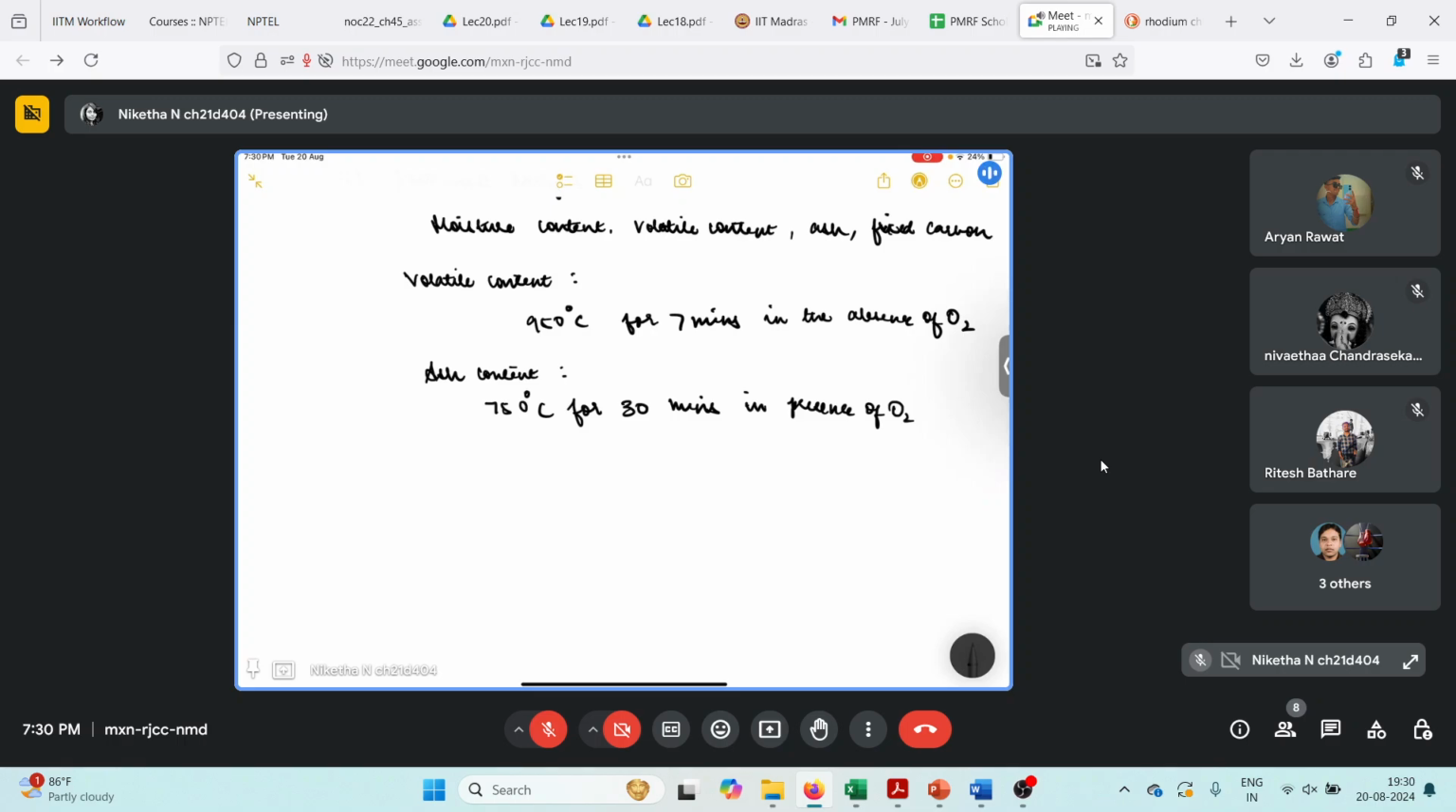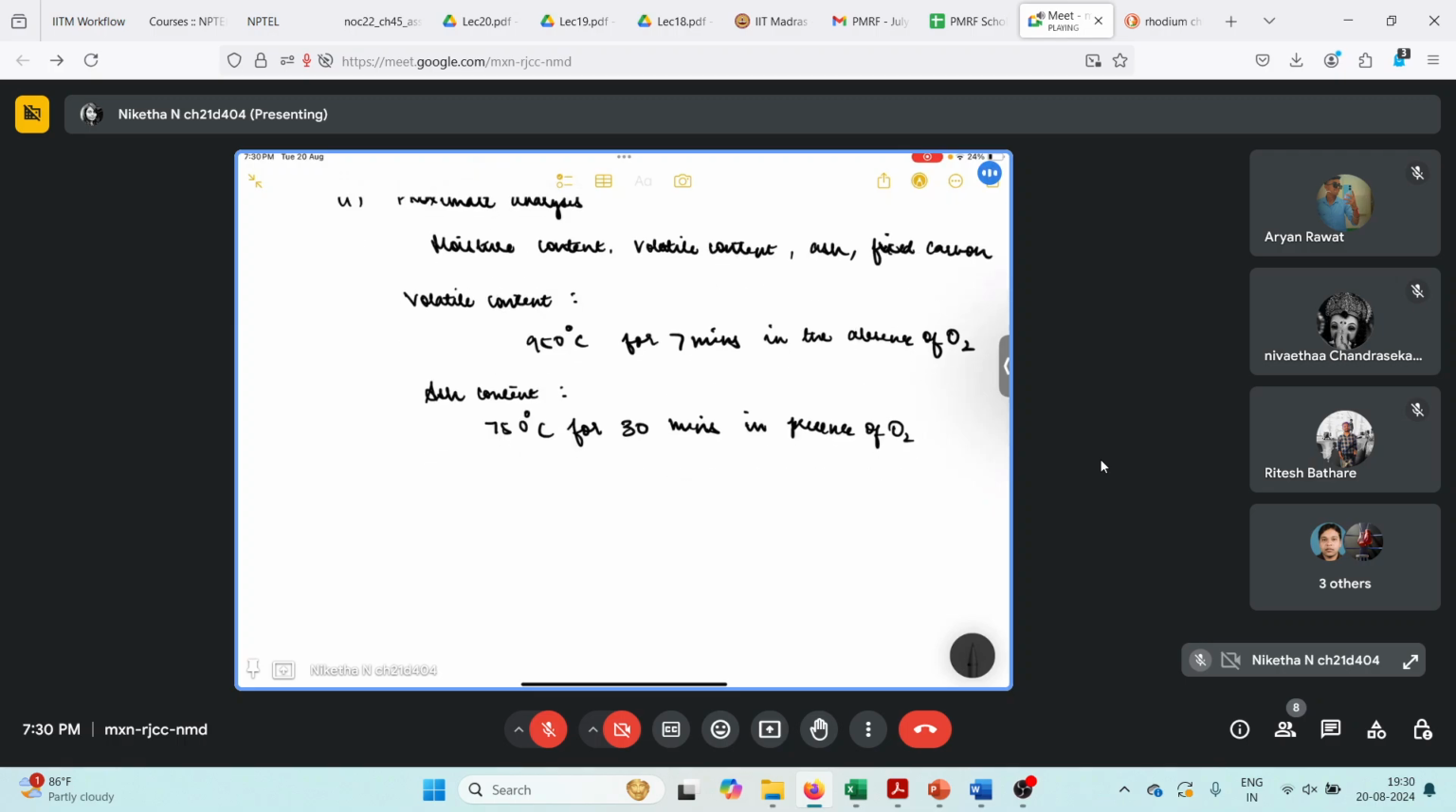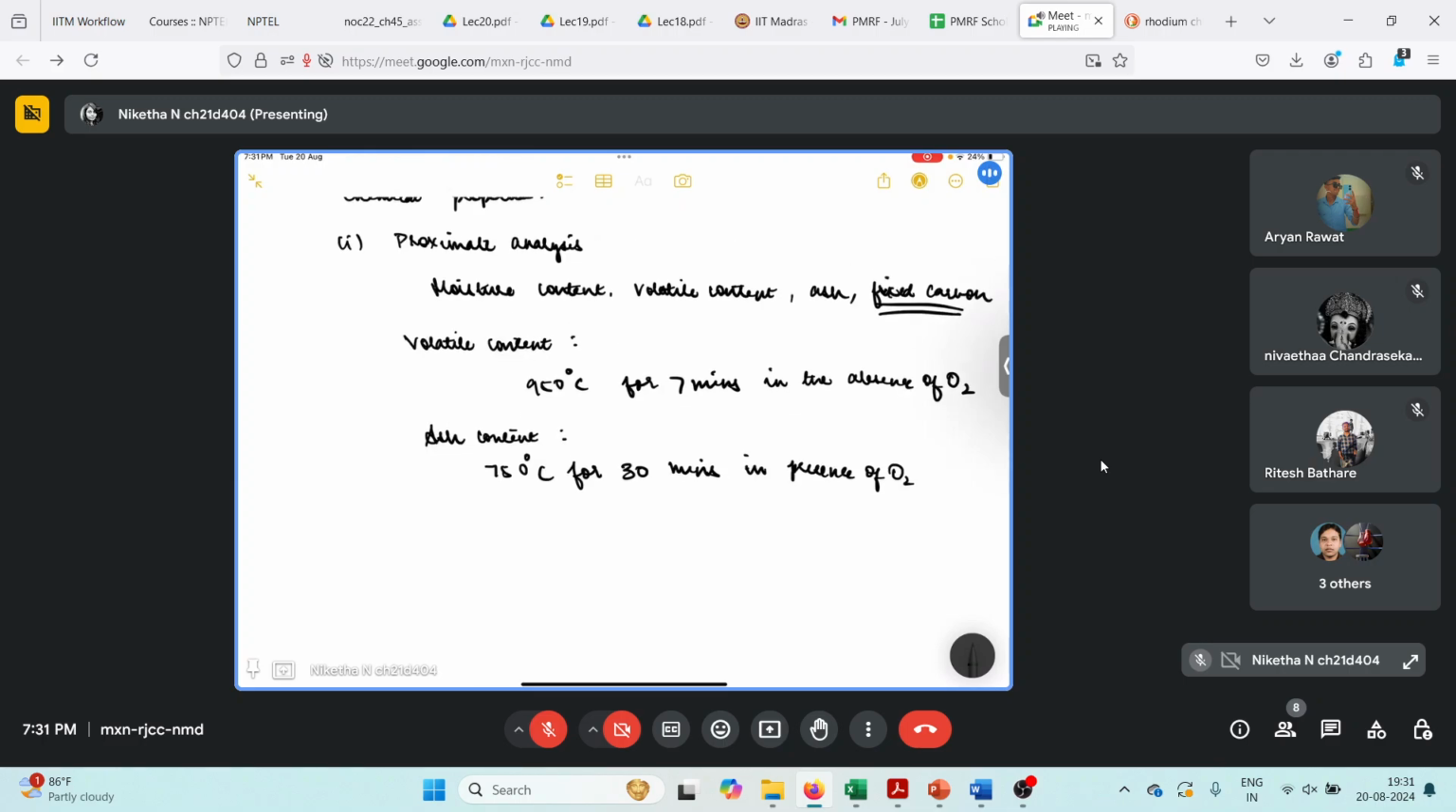And then after we finish determining the volatile content and the ash content, there will still be some residue. So that residue is your fixed carbon. So first we will heat the sample at 105 degrees to find out the moisture content. And then we will heat the sample at 750 degrees and then 950 degrees to find out volatile content, ash content, etc.